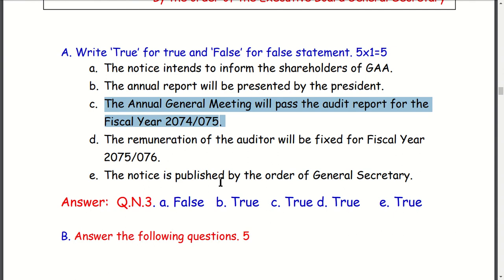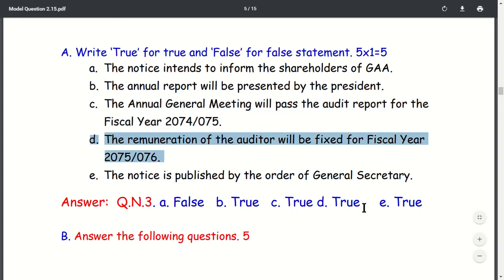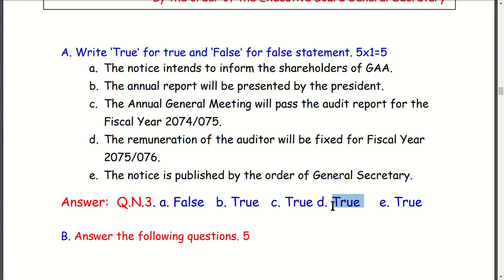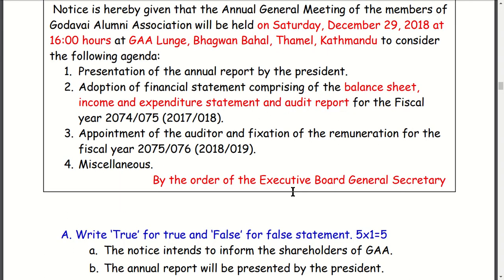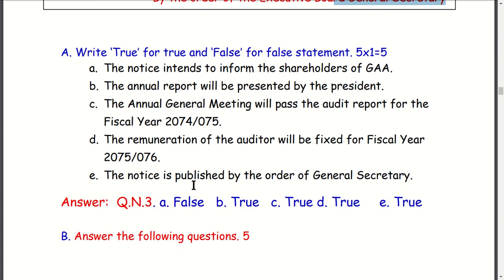Number D, the remuneration of the auditors will be fixed for the fiscal year 75-76. Yes, that's correct. Number D is also true. Number E, the notice is published by the order of the general secretary. This is also true. That's all, finished. One question carries 1 mark, and if you write the answers correctly you will be able to get good marks.